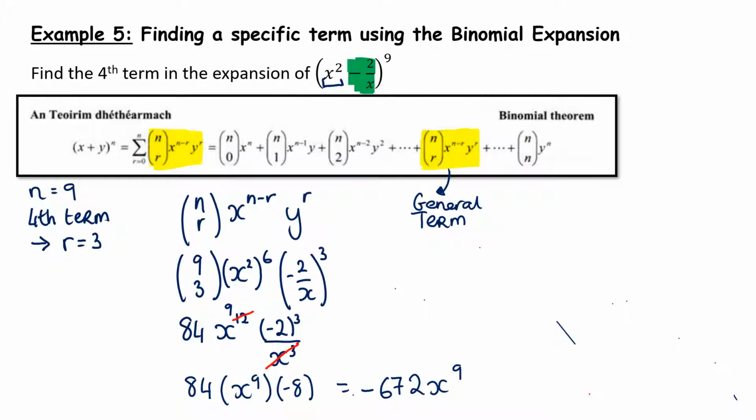So the fourth term in the expansion is minus 672 x to the power of 9. So the next example is again looking for a specific term. However, they don't tell us which term it is. So it asks us to find the coefficient of x to the power of 5 in the expansion of 2x squared plus 1 over x all to the power of 7.